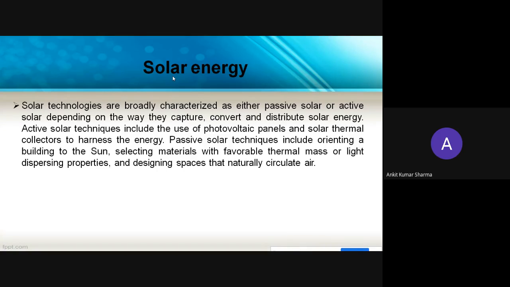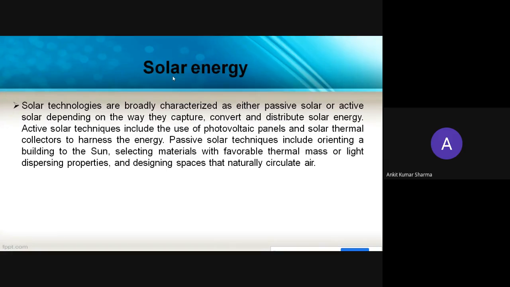Passive solar techniques include orienting a building to the sun, selecting material with favorable thermal mass and light dispersing properties, and designing a space that naturally circulates air. Have you seen the example of the green building? A green building is an eco-friendly building in which we have minimum requirement of light. Nowadays, buildings are designed considering that minimum light is required, meaning minimum electricity.